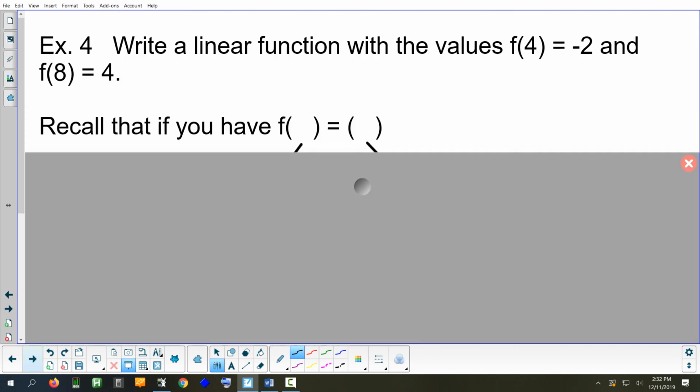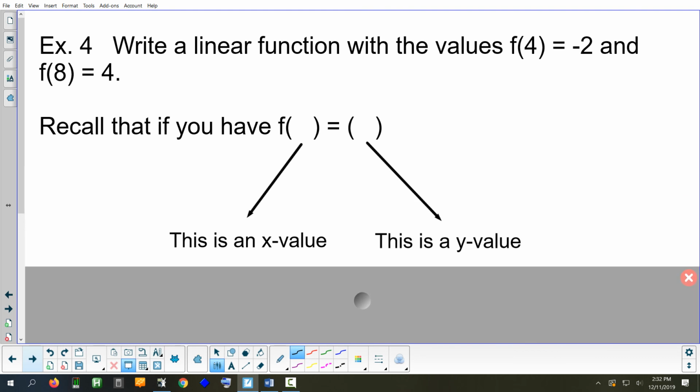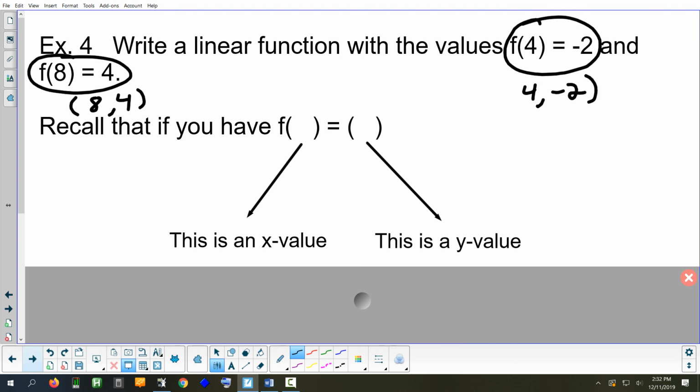Okay, let's look at this one. Example 4. Remember, when they write a problem like this, this is really just a coordinate. It's just a fancy way to write a coordinate. Does anybody remember how you write what I circled as a coordinate? It's 8, 4. That's all that means. How would you write this as a coordinate? 4, -2.